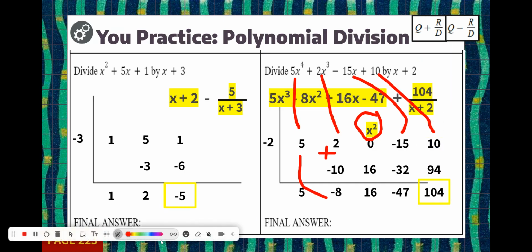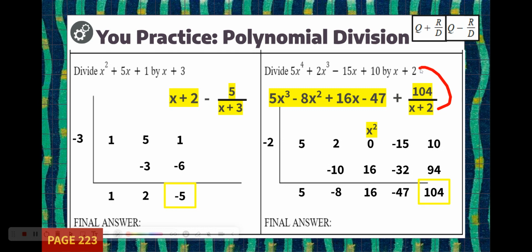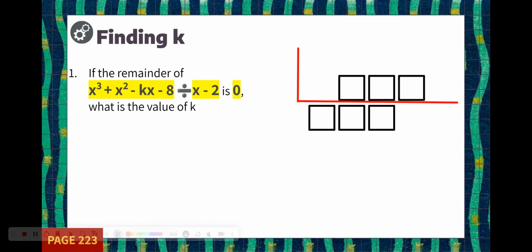Final answer. Let me clear this out. 5x cubed minus 8x squared plus 16x minus 47, and the remainder is 104, and then your divisor is x plus 2. Here's the divisor. Okay, if you have any questions, just leave a comment and I'll answer that back once we get back to school.